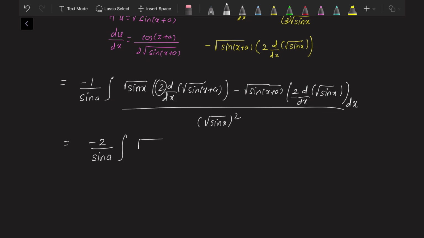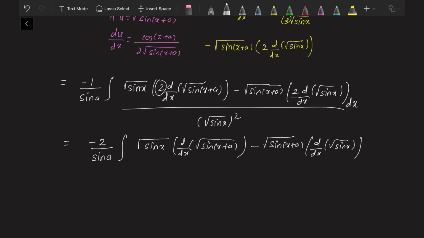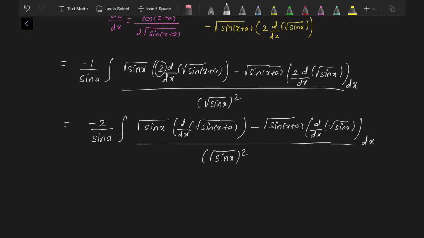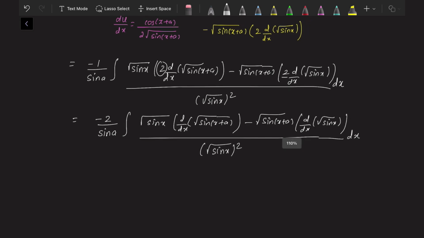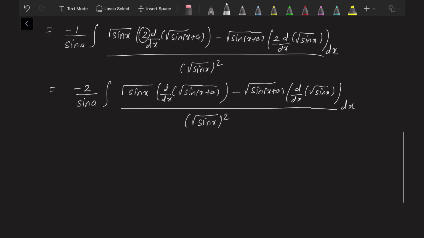So if I take the 2 common, now the whole pattern is very clear: sine x, and it is getting multiplied by the derivative of root sine x plus a. Okay, and then we have minus root sine x plus a, and it is going to be multiplied with the derivative of root sine x. I hope you understand this particular thing. And in the denominator we have root sine x the whole square, and at the end we have dx. Okay, so I hope you understand the pattern I was trying to tell you.